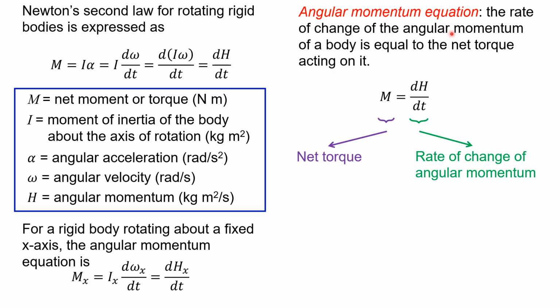So the angular momentum equation says the rate of change of the angular momentum of a body is equal to the net torque acting on it. M is the net torque, and dH over dt is the rate of change of angular momentum.